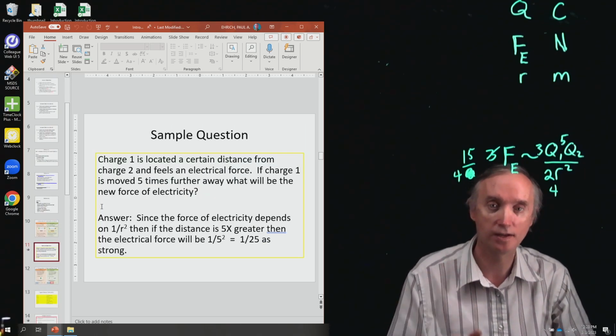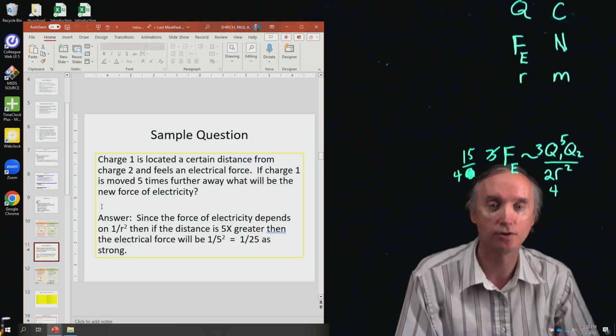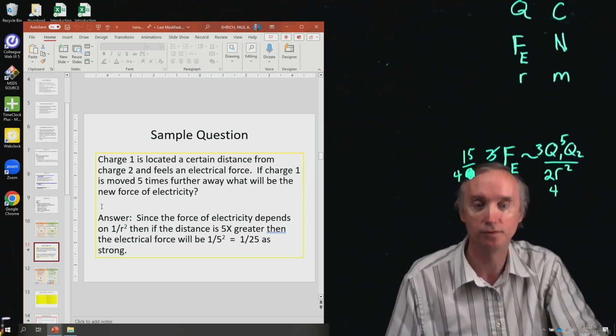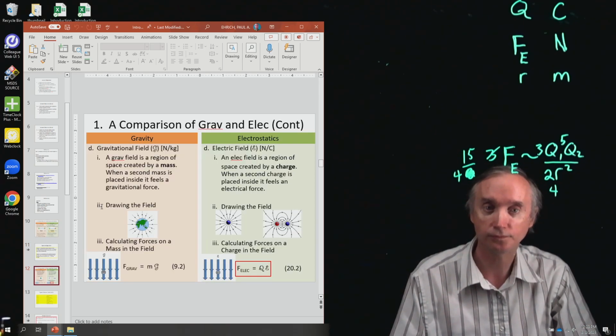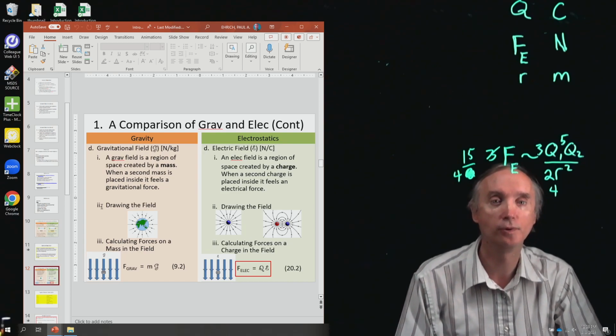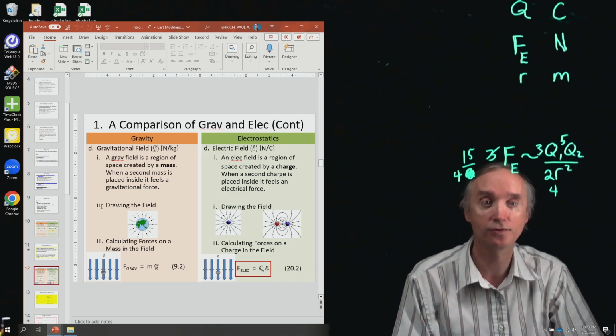So again, here's a sample question that shows your ability to use this equation. All right, let's take a break, and when we come back, we'll talk about the electric field.